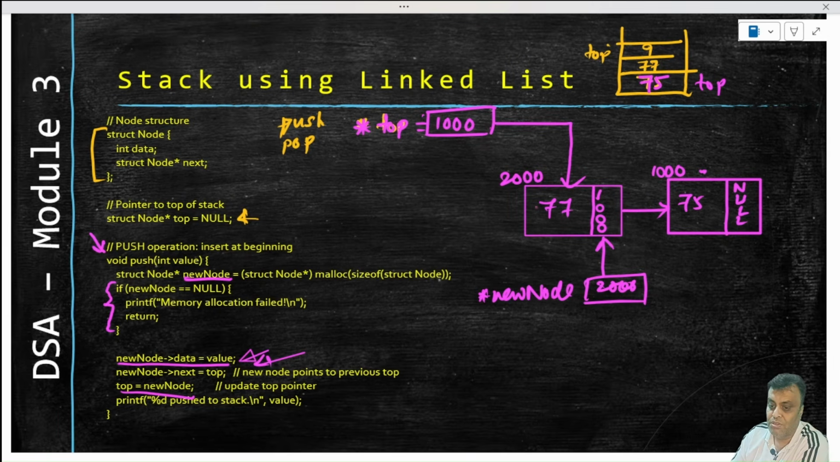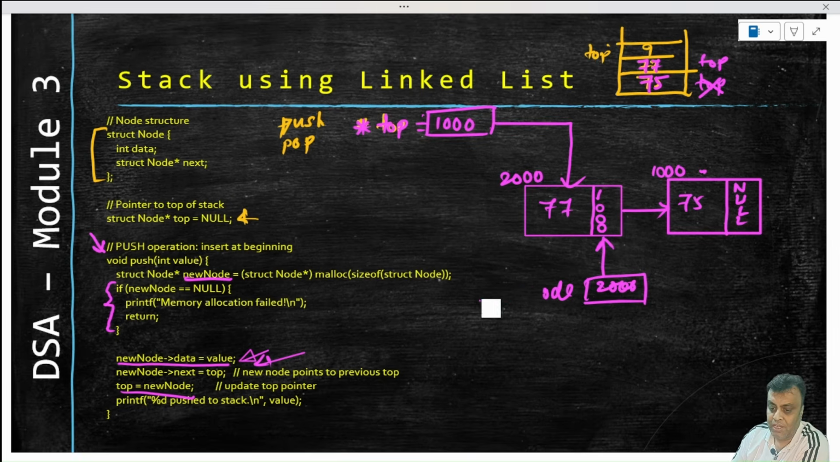New node has 2000, so top is pointing to 2000. We have achieved this structure now. Our top has moved from here to here. And see, it's exactly the same as insert at beginning, right? The same logic. Next time when it runs with 9, what will happen?